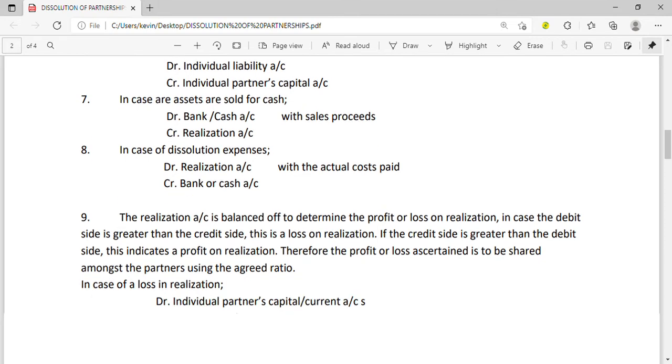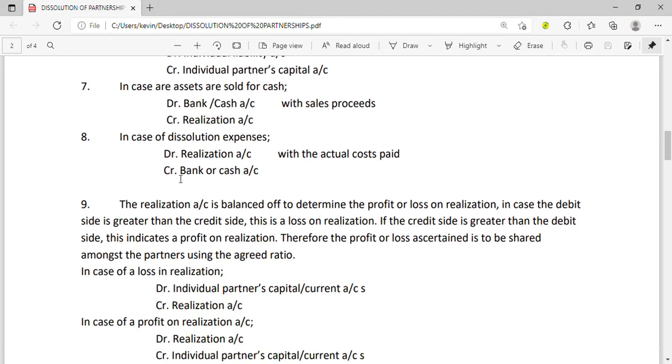Then in case of dissolution expenses, we debit the realization account, then we credit bank or cash because we are paying for the expenses using the money either in the bank or the money at hand.